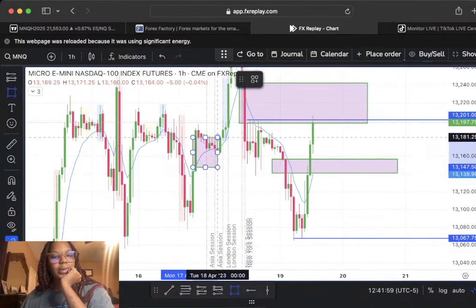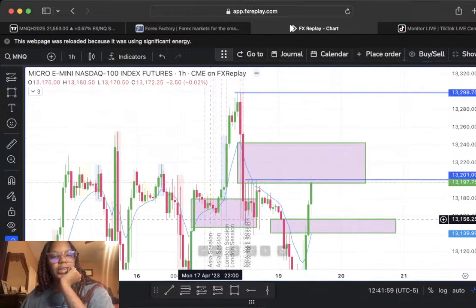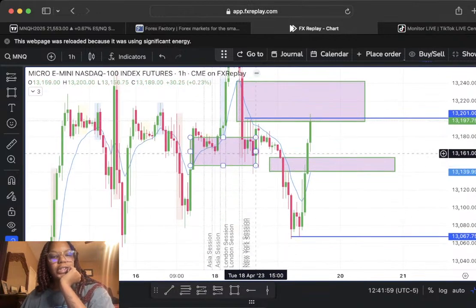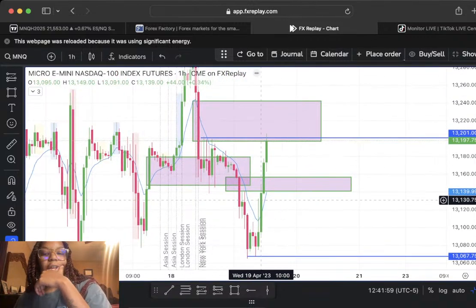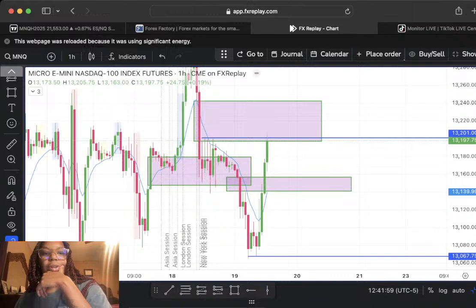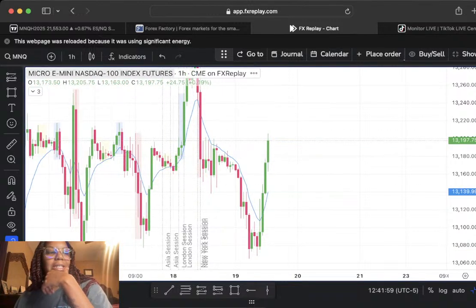This gap here, see, we reversed, came into it, boom, continued higher. Once we inversed it to the downside, boom, we went lower. That's all. Fair value gaps and liquidity is all I trade, y'all. That is it.